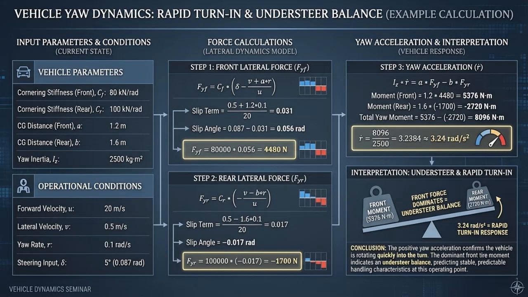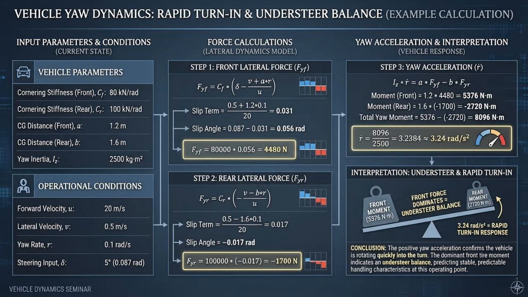We now substitute sample vehicle data into the full lateral dynamics equations. The front cornering stiffness CF is 80 kilonewtons per radian, and the rear cornering stiffness CR is 100 kilonewtons per radian. The center of gravity is 1.2 meters from the front axle and 1.6 meters from the rear axle. The forward speed U is 20 meters per second. The lateral velocity phi is 0.5 meters per second. The yaw rate R is 0.1 radians per second, and the steering angle delta is 5 degrees.